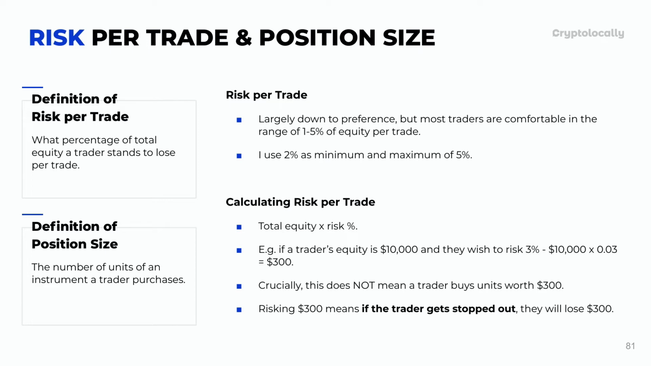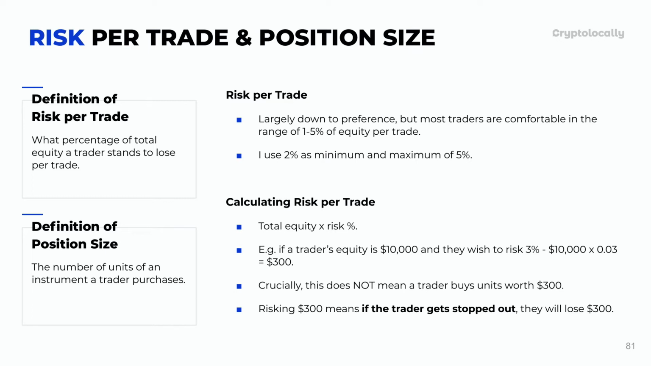Because for you to calculate your position sizing, you need your risk per trade and you need your stop loss placement, right? We've talked about stop loss, which is the invalidation level. We've talked about risk per trade, that's the percentage of the total equity a trader stands to lose per trade. Then we talked about position sizing, the amount of money you want to put on a particular trade. So how do we calculate a position size?